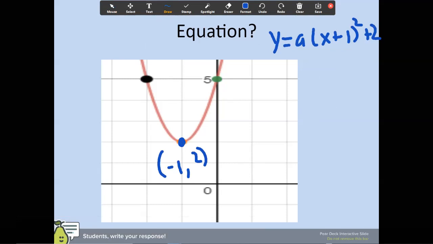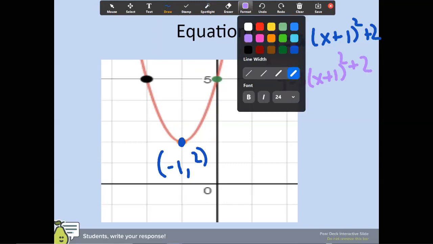Then, again, to find your stretch, there are 2 ways to do it. How I do it is I know that from my vertex, if I go out 1, 1 squared should be 1, and 2 squared should be 4, and if I'm not going that height, I know I times by something. So when I go out 1, 1 squared is 1. I went up 1, 2, 3, so my a is 3 because I times by 3. So I'm going to have y equal 3 times x plus 1 squared plus 2.